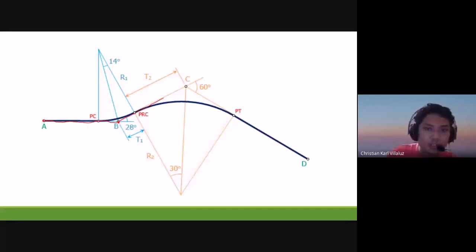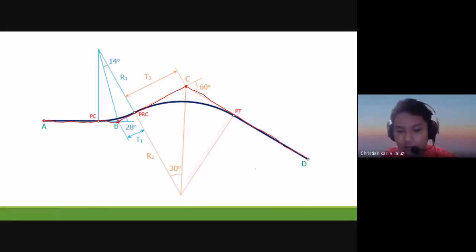Point B to C. Since points B and C are the two points of intersection of the reverse curve, this line is the common tangent of the reverse curve. Then point C to D.